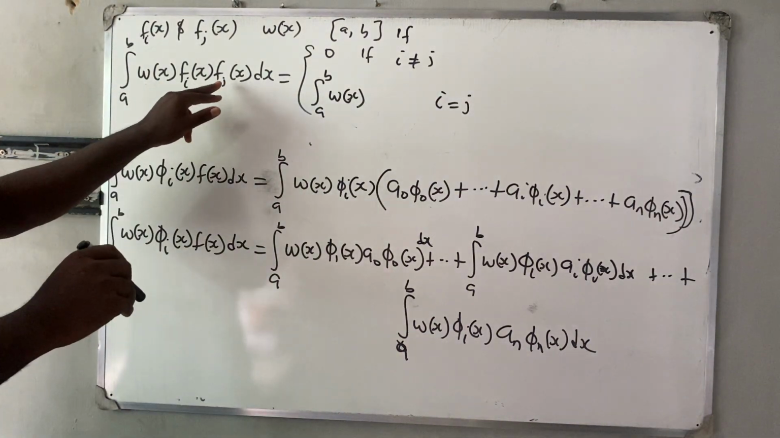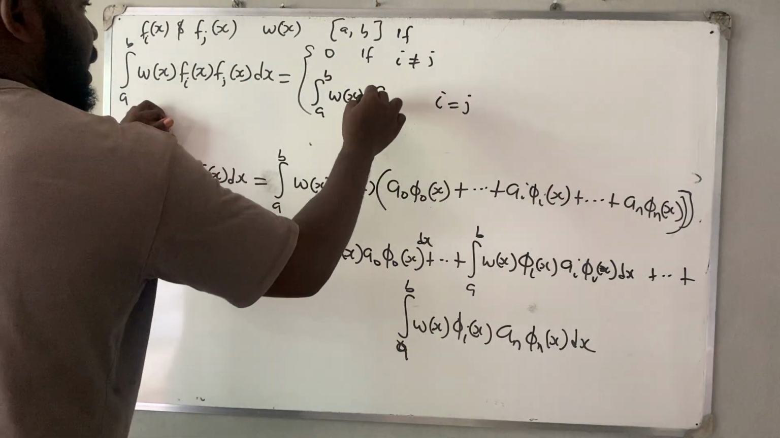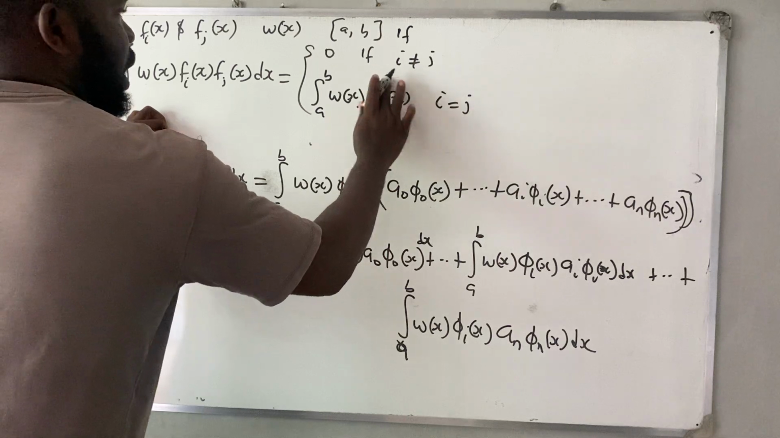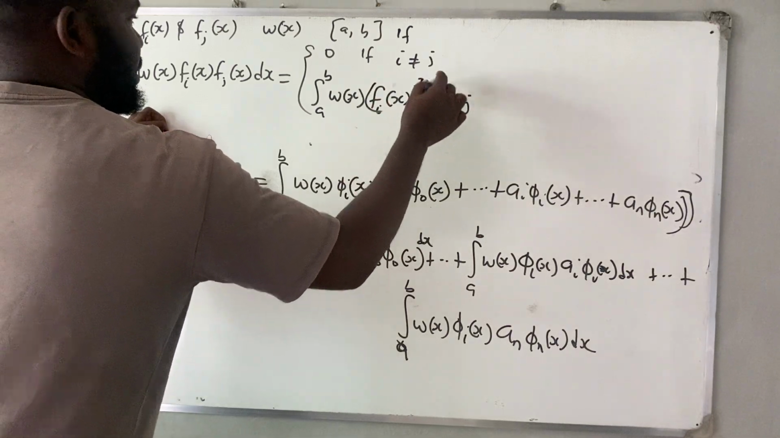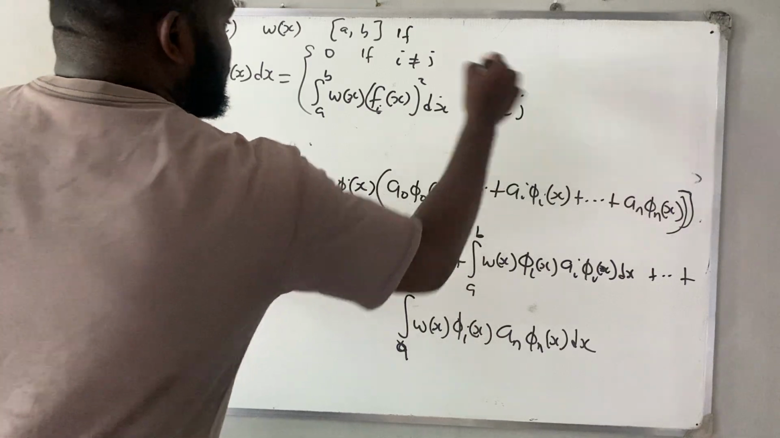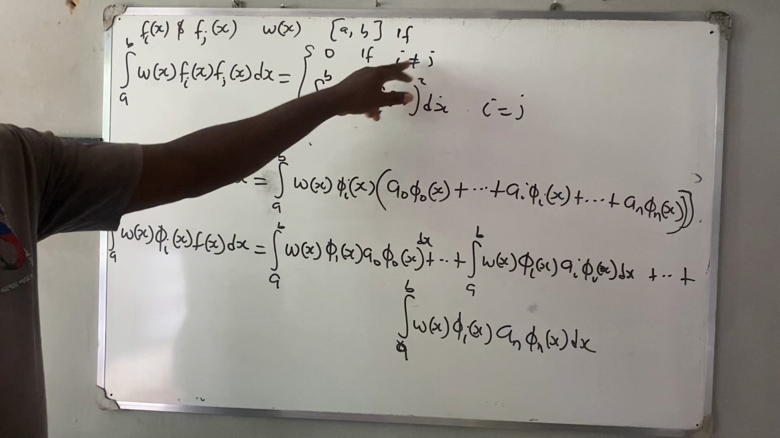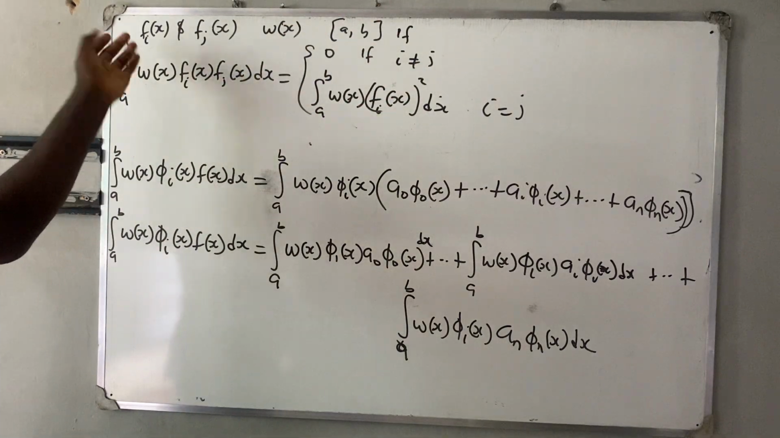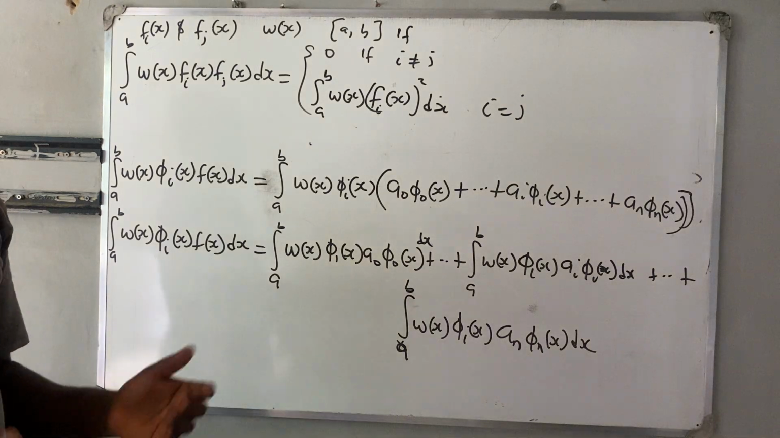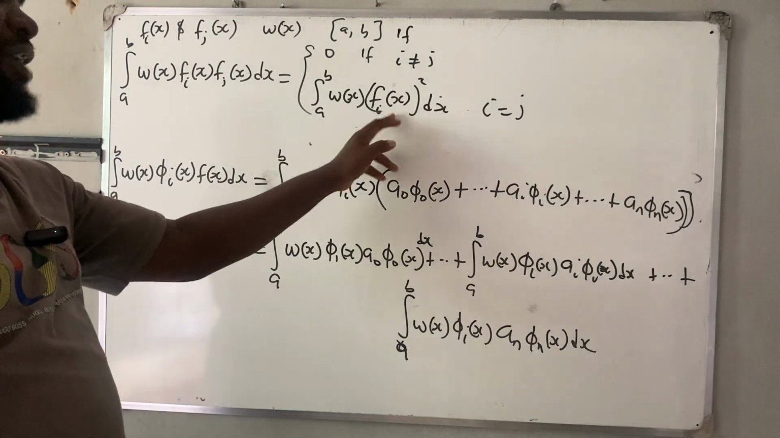If i is equal to j, it is just normal. It means that here can be i, so this times itself will give you f_i squared of x, or f of x all squared, then dx. It is this when i is equal to j. So the one I gave you initially was when it is 0, provided that these two are not equal. If they are not equal, you have 0. But if they are equal, you have something like this.